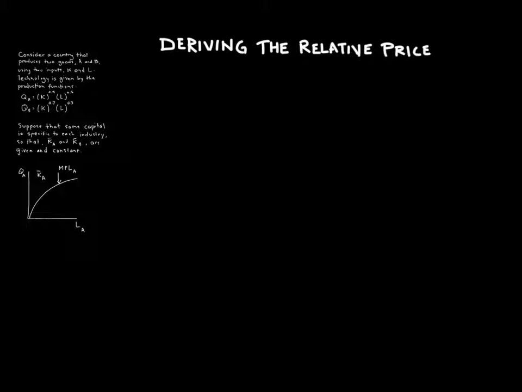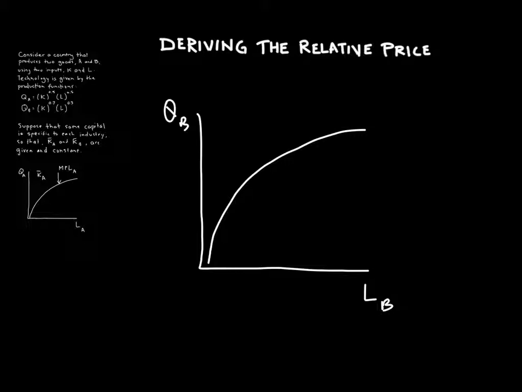Now the same is true for industry B. So if we add workers to the B industry, then output of B will increase at a decreasing rate. Again, the number of units of capital in this industry is fixed, and the slope of the production function is the marginal product of labor in the B industry.